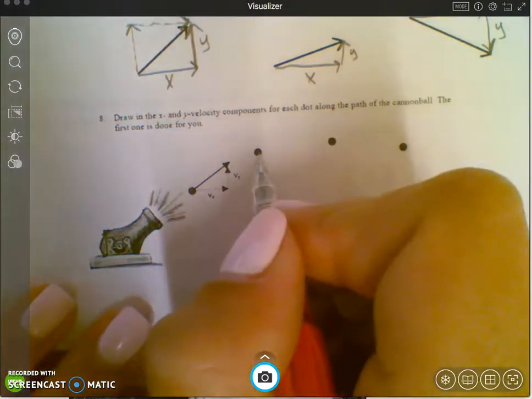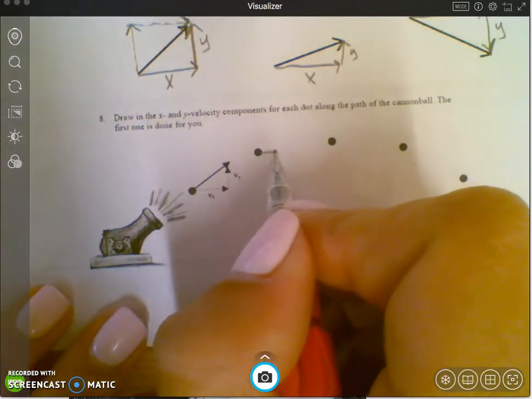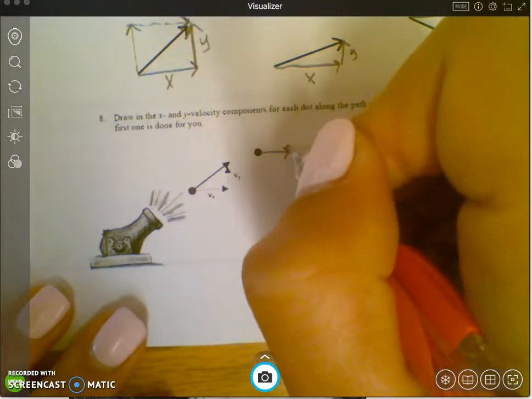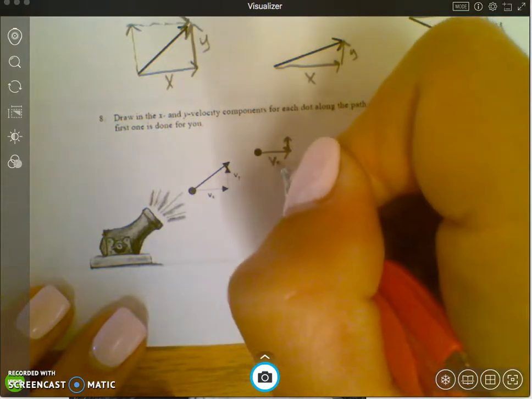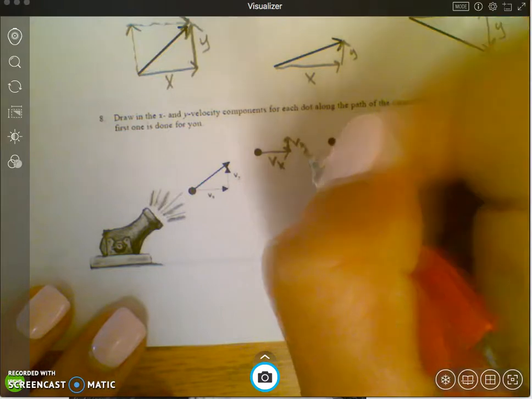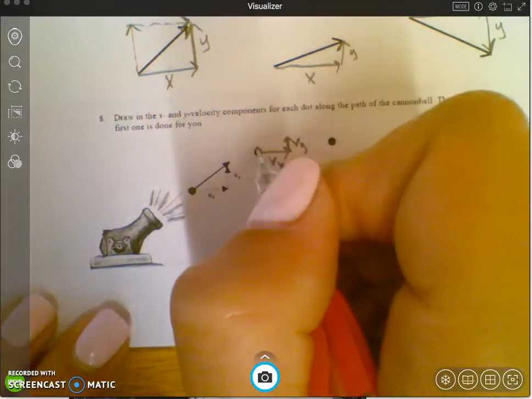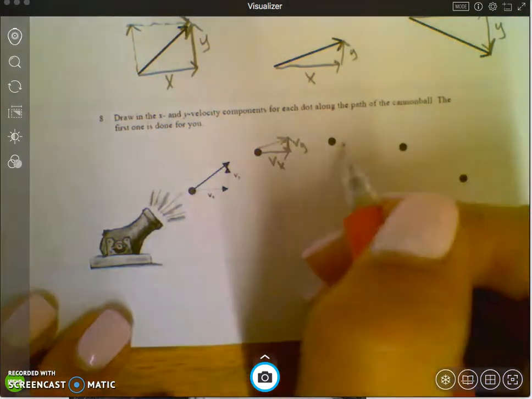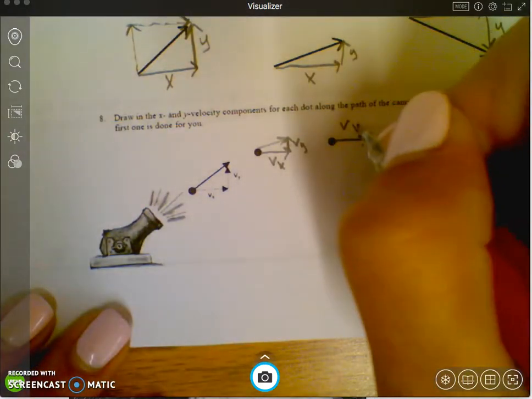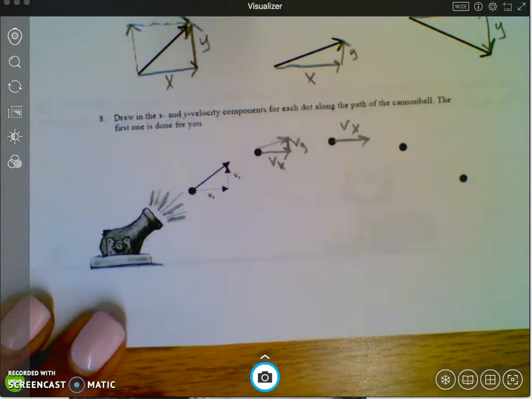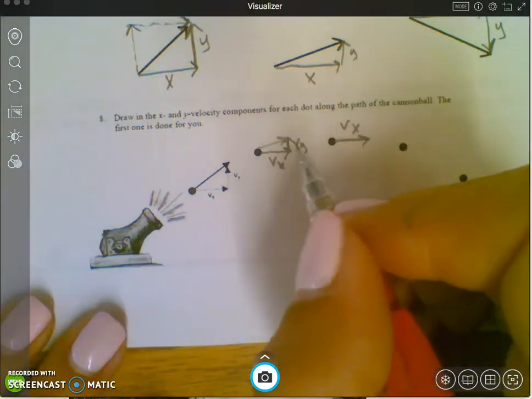Okay, next one, since we are accelerating downward, you'll notice that the y parts get a little bit smaller while the x's stay the same since there's no acceleration there. At the very top, this is really key, you only have Vx, because at that point the Vy has become 0.